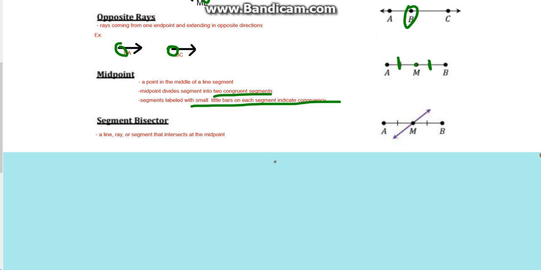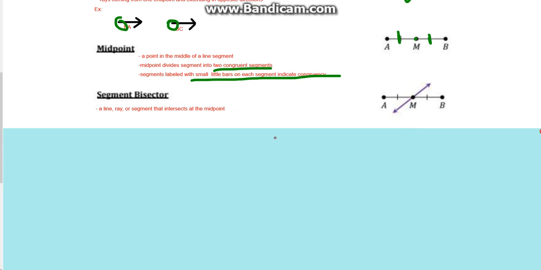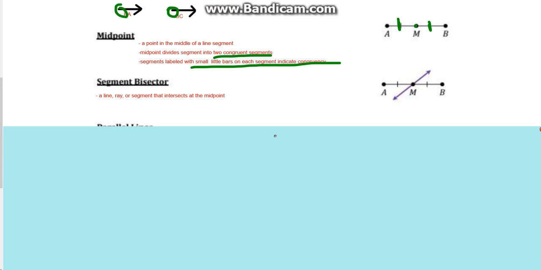A segment bisector is almost the same thing, except you actually see a line, ray, or a segment that intersects the midpoint. It passes through the midpoint. When they say a segment bisector, it means that the line will cut the segment in half. An angle bisector will cut an angle in half into two congruent parts.